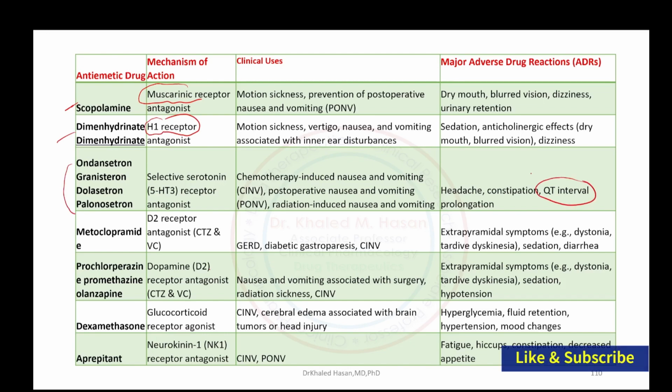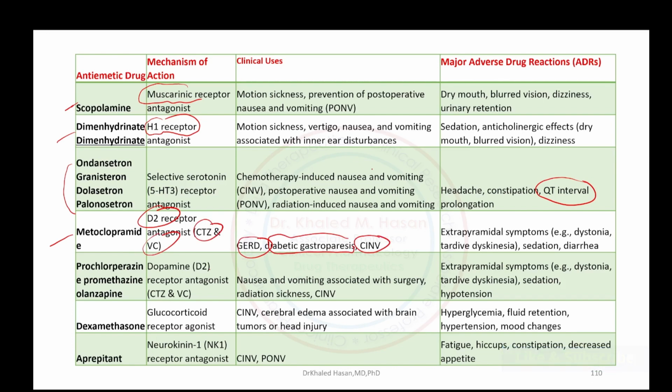We addressed the QT interval with you. Metoclopramide affects the dopamine receptor, for example, in two places. It's very effective in the chemoreceptor trigger zone and diabetic gastroparesis. GERD was already covered in other topics. Metoclopramide carries the risk of extrapyramidal effects, tardive dyskinesia, dystonia, and diarrhea. Then we have cortisone and aprepitant. All this information is covered, and this table summarizes it.